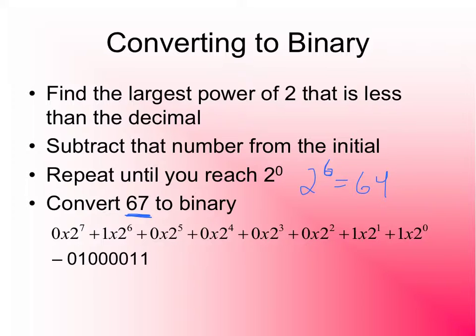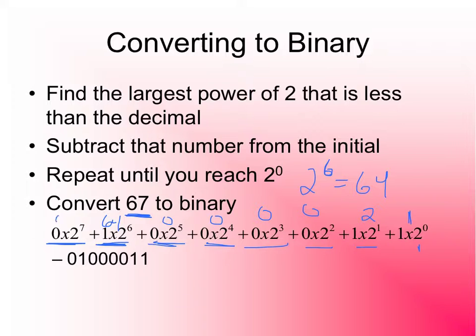So that means that 2 to the 7th will be 0. 2 to the 6th, that's a 1. So 1 times 2 to the 6th, that's 64. 2 to the 5th times 0, that's 0. 2 to the 4th, that's 0. 2 to the 3rd times 0. 2 to the 2nd times 0. 2 to the 1st, that's 2. Okay, times 1, that's 2. Plus 2 to the 0, that's 1 times 1, so that gives us 1.